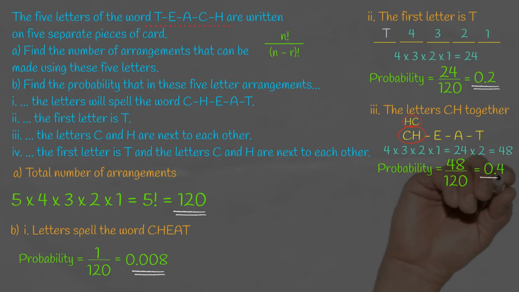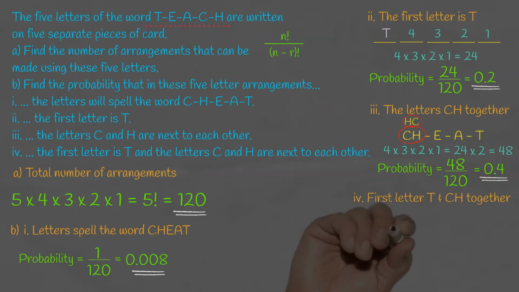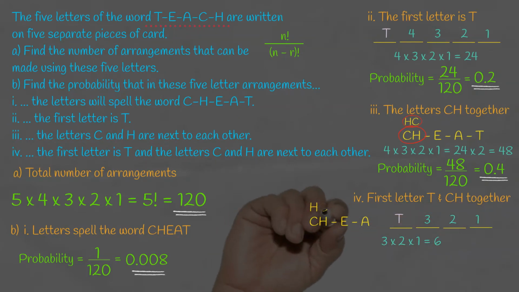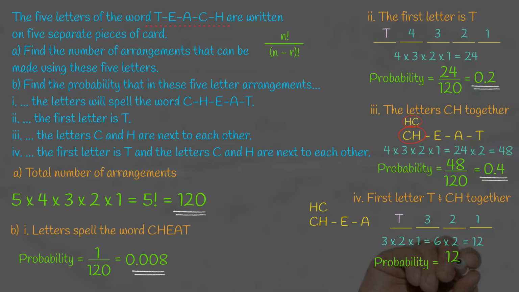And lastly, for this question, the first letter is T and CH are next to each other. So we're going to fix T in position at the start, but now we only have effectively 3 items to choose from. So there are only 3 choices for the second letter, 2 for the third, etc., which gives us 6 combinations, but we have to times by 2 because HC can be organised in 2 ways, and the probability is 12 over 120.